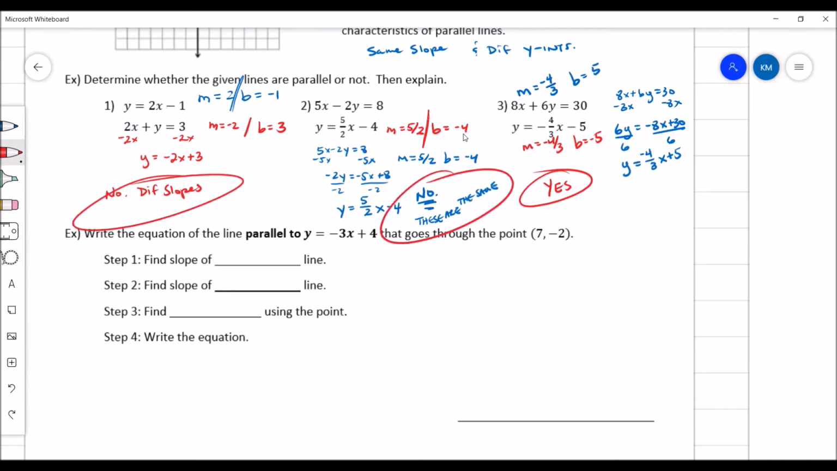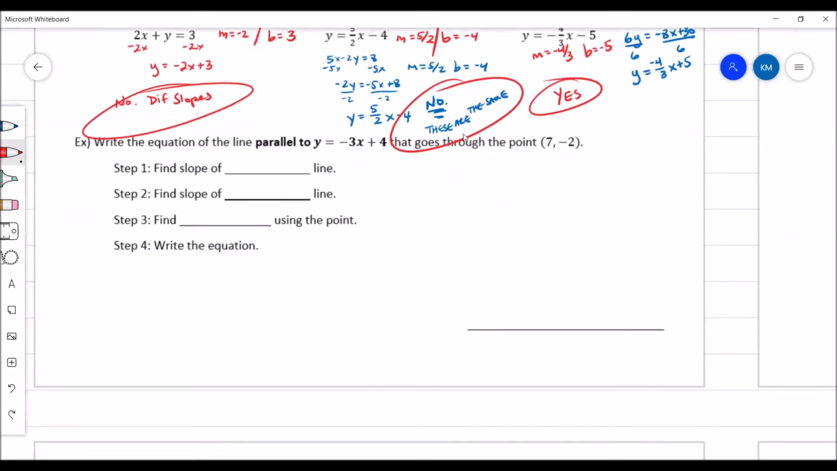And there you have it. All right, so identifying if lines are parallel, that's what we're looking for. Now let's go to a different type of problem. In this type of problem, we're trying to write the equation of a parallel line. So here it says, write the equation of the line parallel to y equals -3x plus 4 that goes through the point 7, -2. So here's our process.